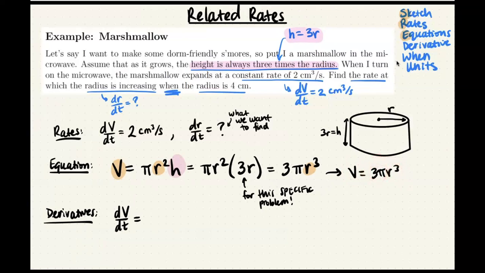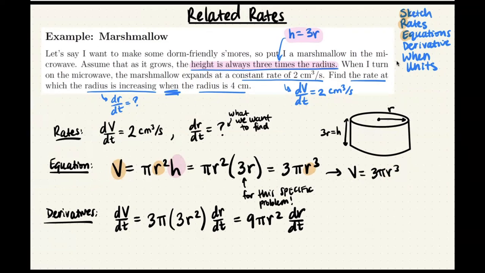3 and pi are both constants, so they just hang out while I take the derivative of r cubed. So I have 3 pi, and then the derivative of r cubed is 3r squared. But because, again, r depends on time, I have to put dr/dt. So really, I've got 9 pi r squared dr/dt. Great.